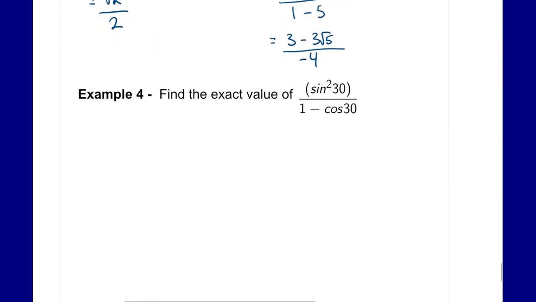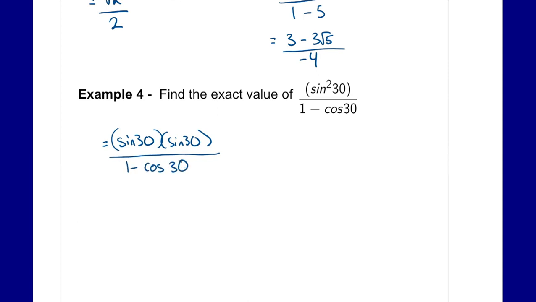For example 4, we want to go through now and find the exact value of sine squared 30 over 1 minus cosine 30. So sine squared 30 is the same thing as just saying it's squared, but we put the square in between the trig function and the degree, just to make sure that we're not squaring the angle, so to speak. So we're going to have sine 30 times sine 30, all divided by 1 minus cosine 30. So all I did was rewrite it.